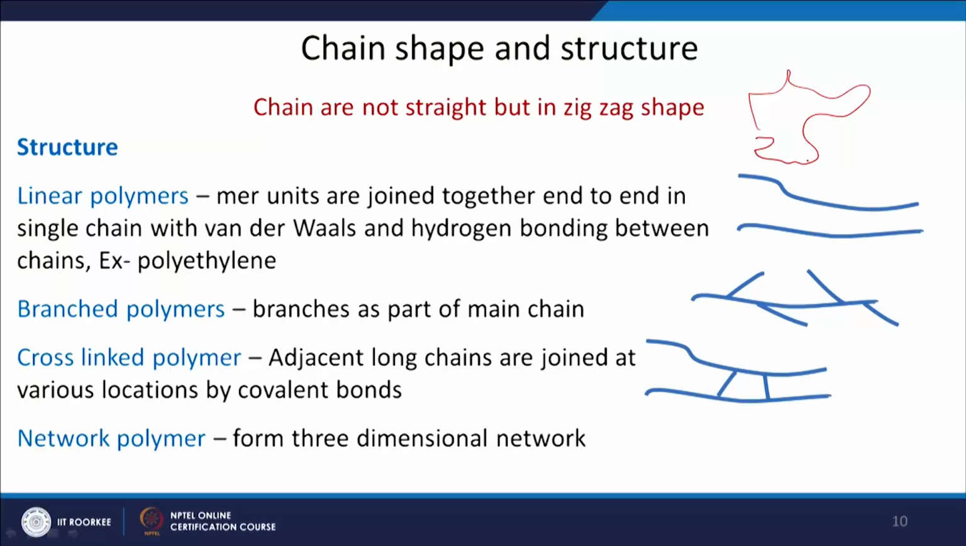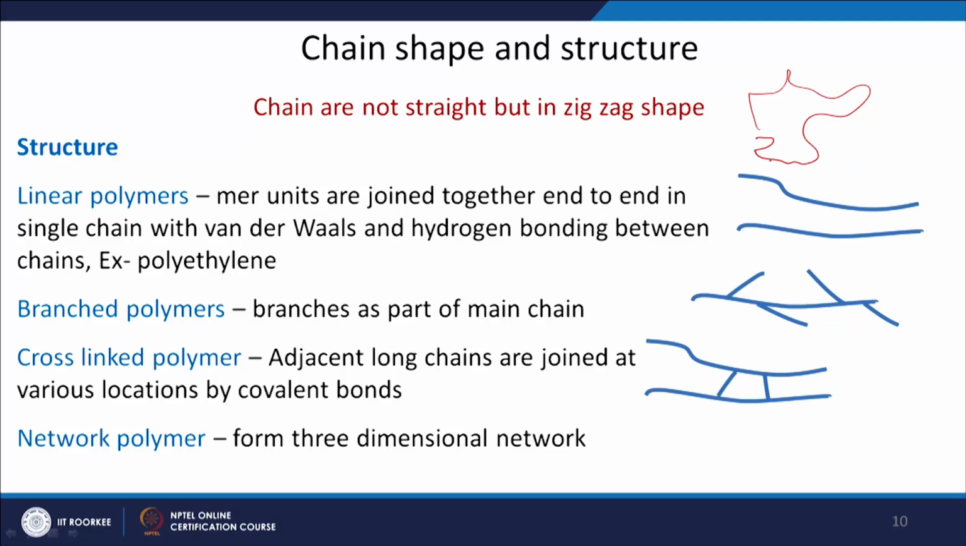As for the chain shape and structure, chains are not straight but in a zigzag shape. So, a chain can be like this also, maybe something like this. A very long chain, and basically all these small molecules keep attaching to each other, and you can make a very long chain like that. So, these are not straight chains, but are arranged in a zigzag fashion in the overall structure. So, we can define the structure according to this.